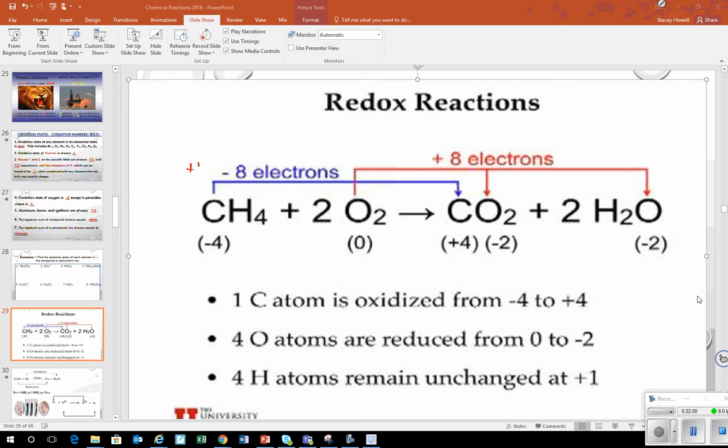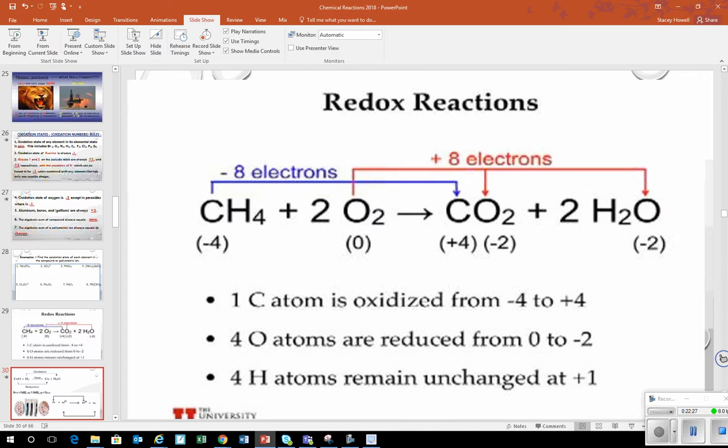So as we look at it, redox, we have Leo the lion says, grr. Leo, loss of electrons is oxidation. So the one that lost electrons, which was carbon, is the one that's being oxidized. The one that gained electrons, which was our oxygen, is the one that's being reduced. Okay? So we need to be able to identify which one's changing and which one's doing different things.